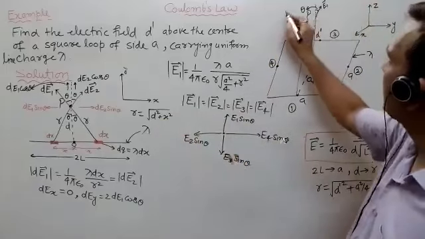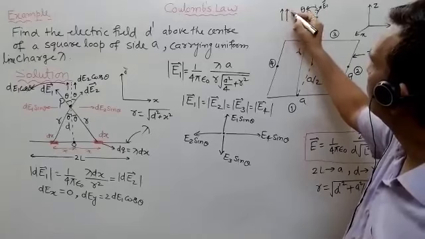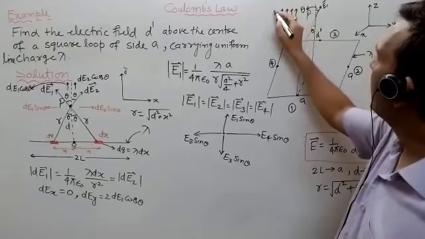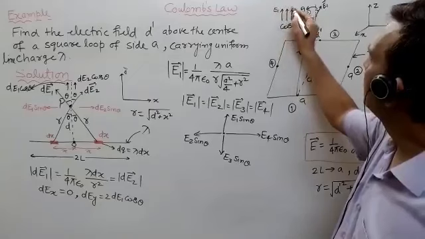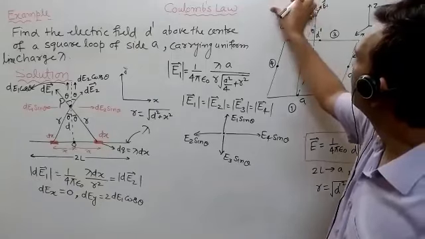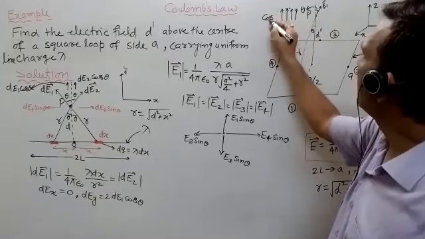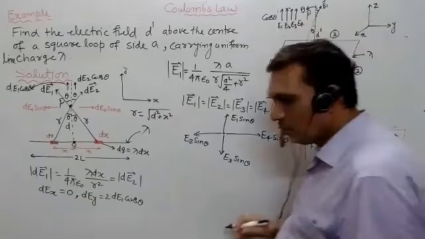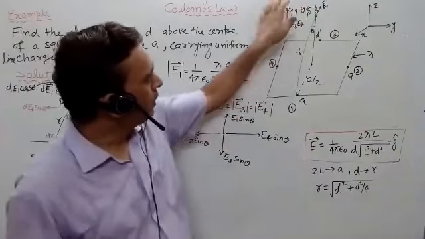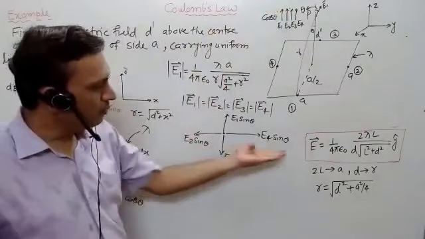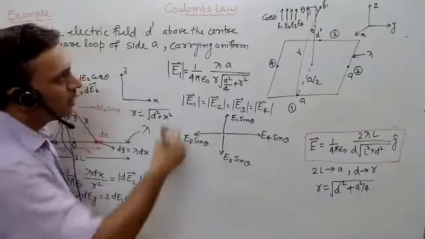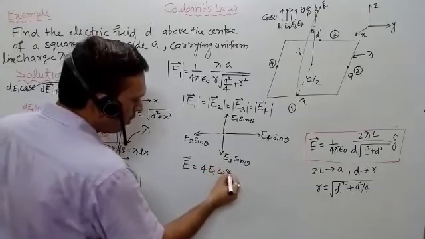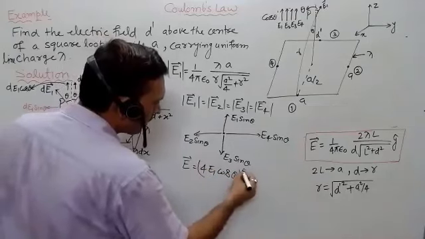But if you see along the z direction, you have 4 components: 1, 2, 3, and 4. They are all cos theta components, and their magnitudes are E1, E2, E3, and E4. So in the z direction, the components will add up, but in the xy plane, the components will cancel each other. So the resultant field you can write as 4 E1 cos theta, and this direction is z cap.